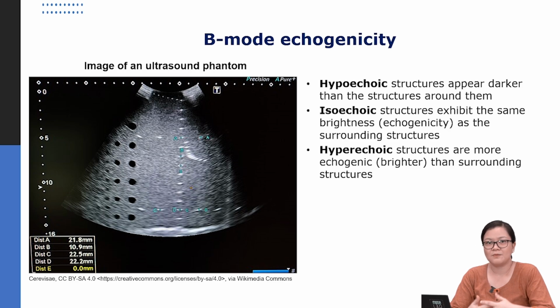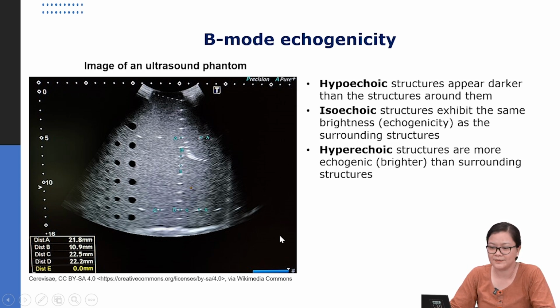And if there are structures that are more echogenic or brighter than the surrounding tissues, these are called hyperechoic structures. So if you look at this image of an ultrasound phantom here, now an ultrasound phantom is a tissue mimicking material that mimics the echogenicity of different structures of the body. So in this ultrasound phantom, there are wire targets, point wire targets that appear like point-like spots here in this image. So these wire targets are typically echogenic, more echogenic than the surrounding tissues or the surrounding parts of the phantom. Therefore, they're considered hyperechoic structures.